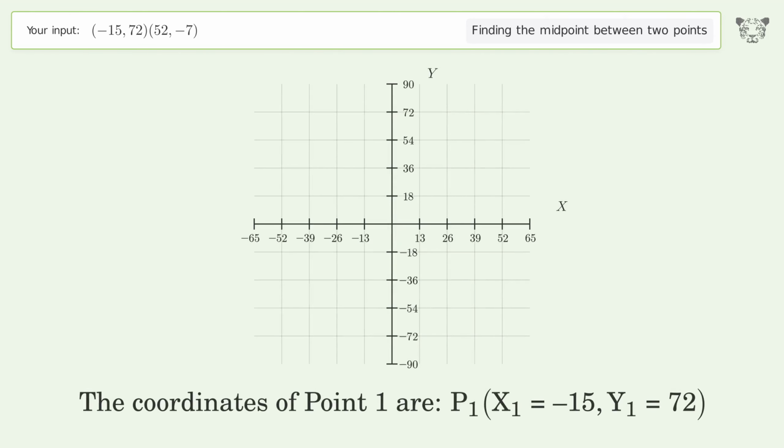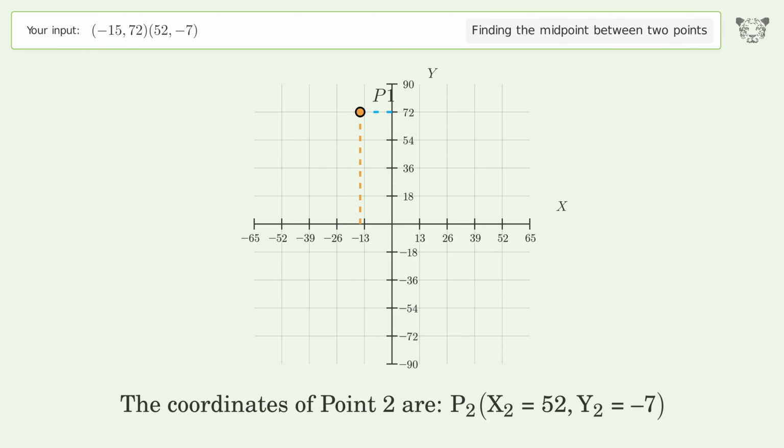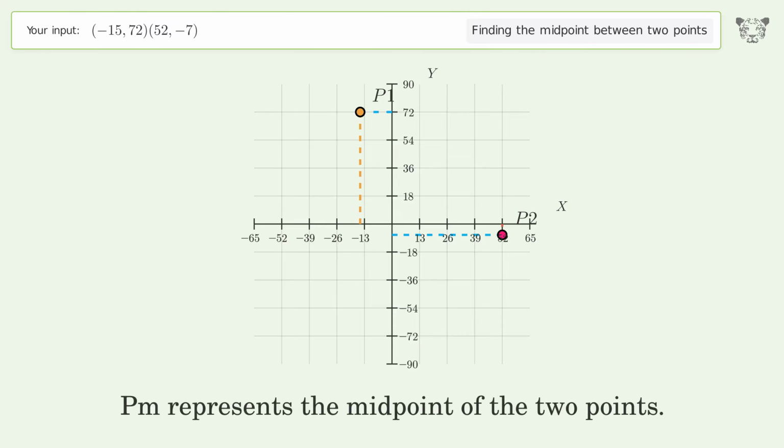The coordinates of point 1 are x1 equals -15, y1 equals 72. The coordinates of point 2 are x2 equals 52, y2 equals -7. PM represents the midpoint of the 2 points.